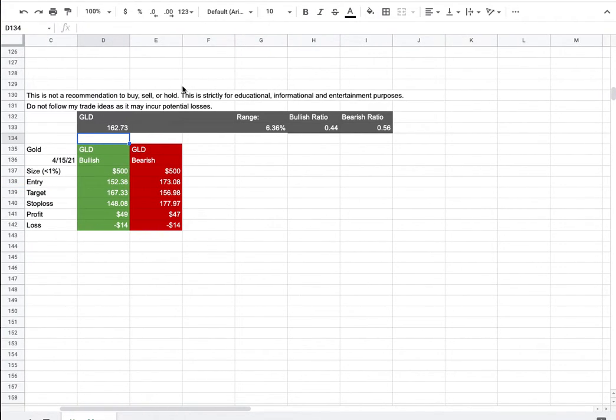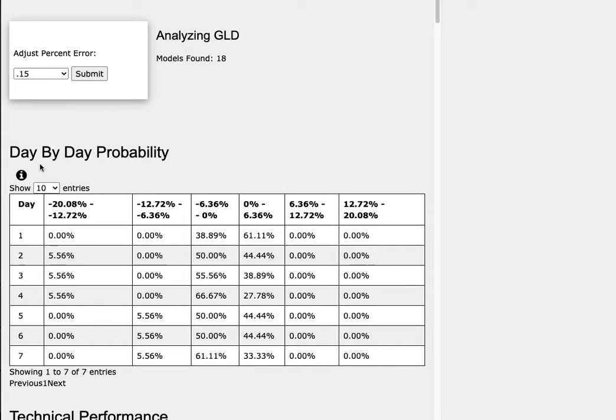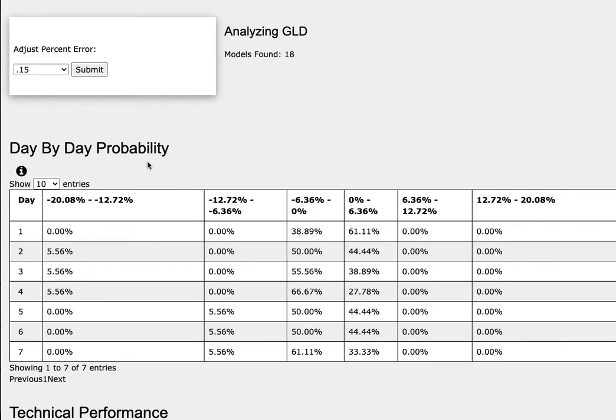So how did I develop these trade ideas? It all comes from the day-by-day probability model, which is available in the link below, so do check it out. As we progress to the 5th day or week of trading, gold futures has a 44% chance to climb between 0 to 6.4%, and to the downside a 50% chance to fall between 0 to negative 6.4%, and a 6% chance to fall between negative 6.4 to negative 12.7%.